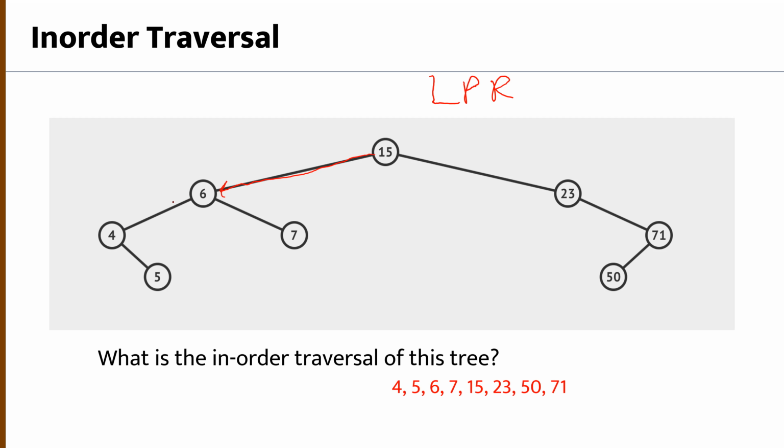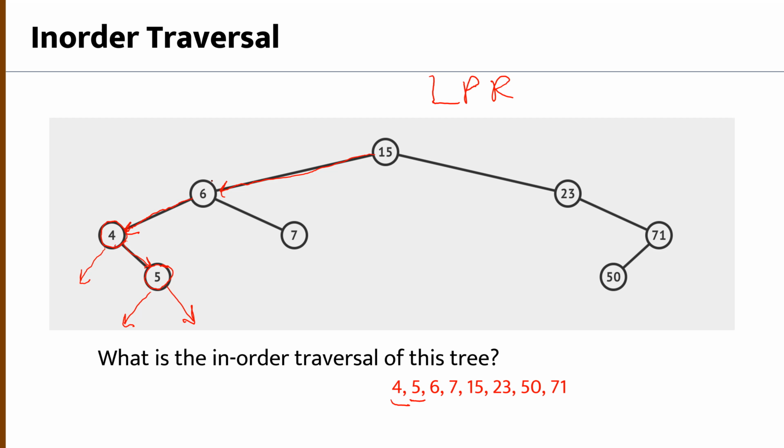At 6, before we do anything, any printing, we want to traverse left again. We hit 4. At 4, we want to traverse left. There's nothing there. And then we want to print out 4. And then we will traverse right. At 5, we will traverse left. There's nothing there. We will look at the parent, which is 5, and print that out. And then we'll traverse right.